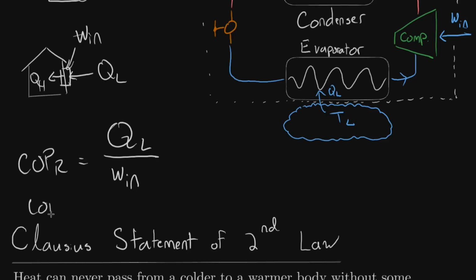And then for the heat pump, what do we care about? We don't care about how much cold it's grabbing. We care about how much heat it's rejecting. So for the heat pump, basically we would have Q high over W in.